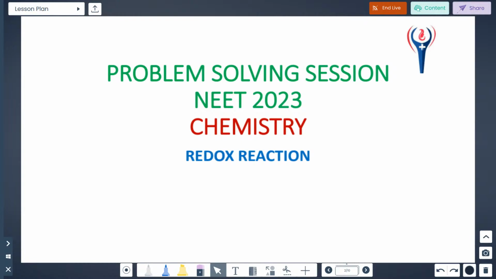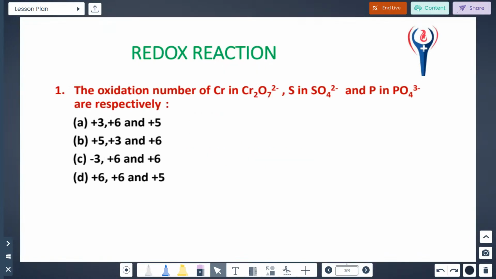Today I am going to solve 7 problems in the redox reaction chapter. Okay, so let us see the first question in the chapter. See the first question, very simple one.